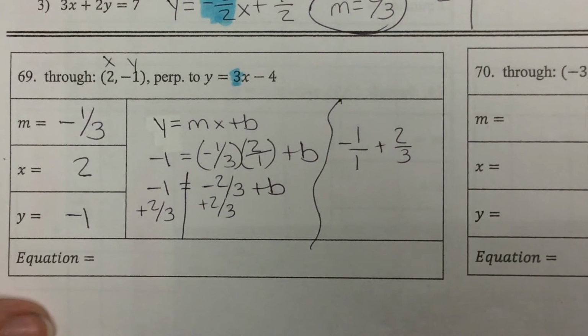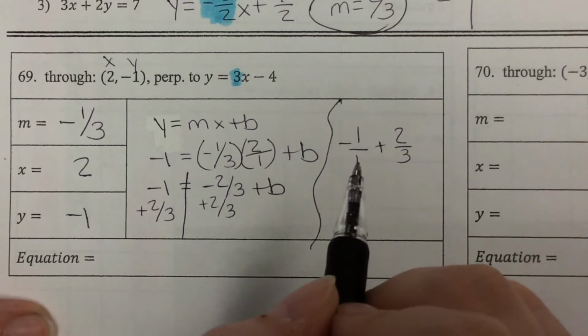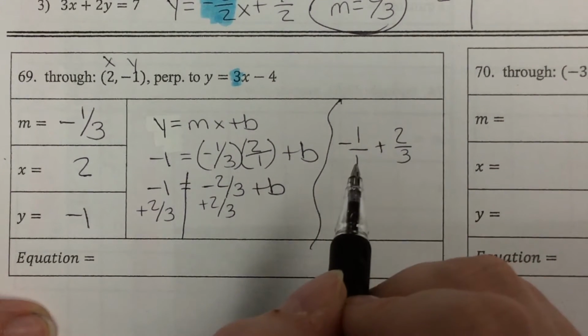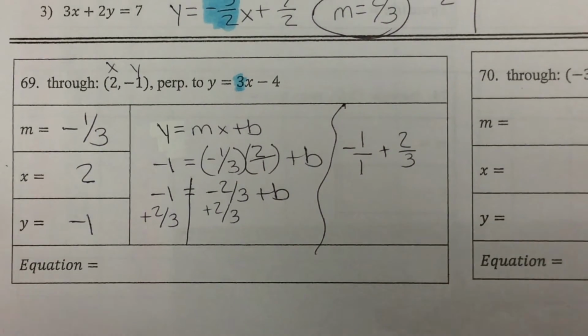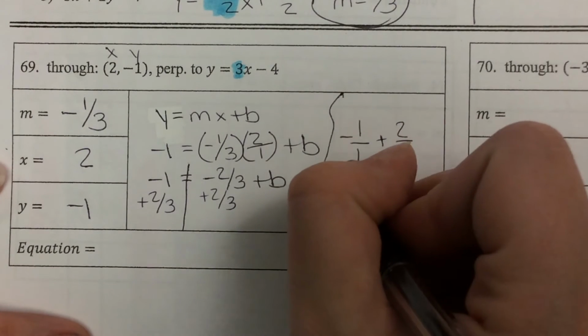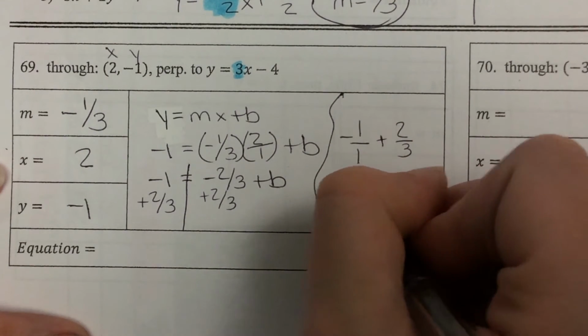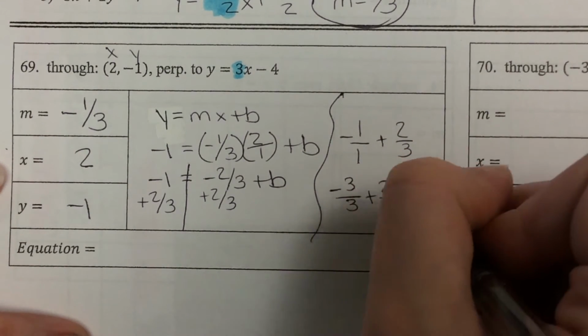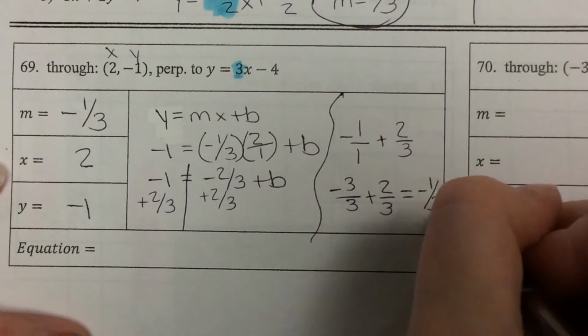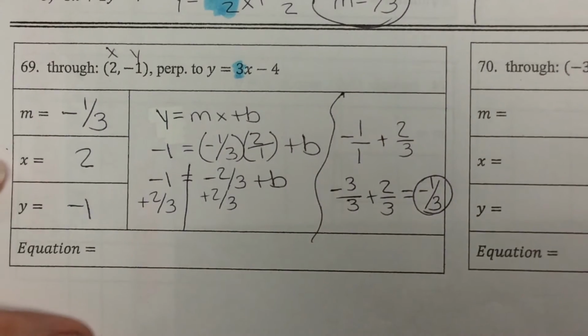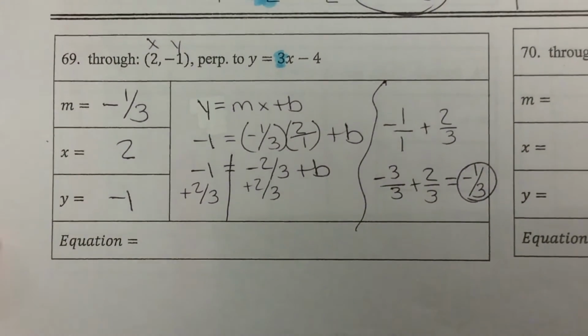Right now, we do not have a common denominator, so I need to do that. It would be really nice if they were both 3, and I can definitely change 1 to be 3 if I multiply it by 3. So let's multiply top and bottom. This becomes -3/3 plus 2/3. And when you do that math, we get -1/3, and this is b. All right, so let's write our final equation.